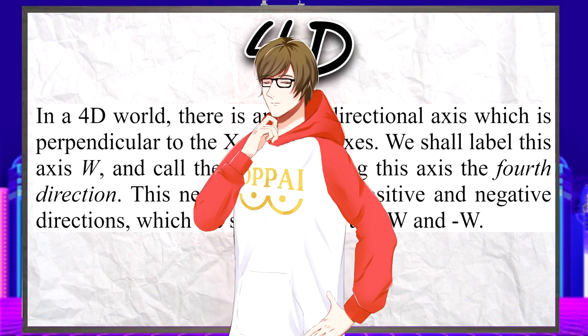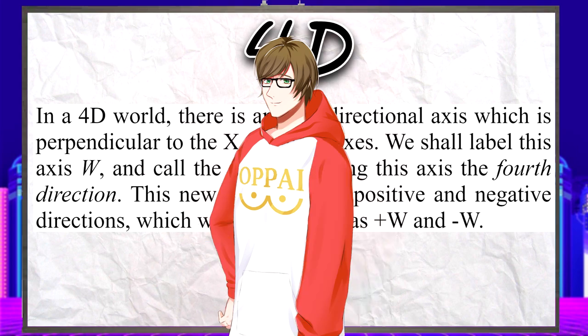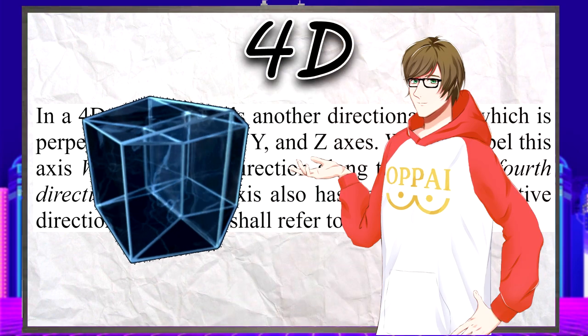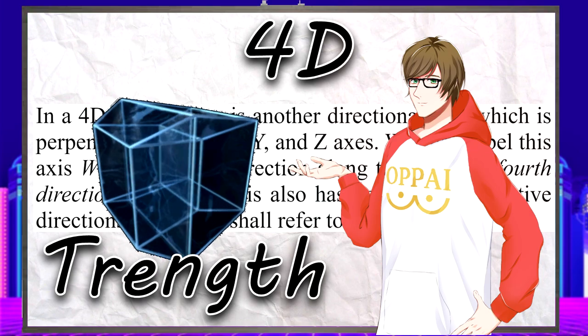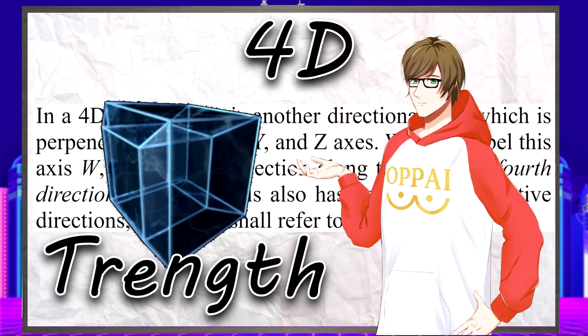The addition of a fourth spatial direction, W, creates a construct that our minds simply cannot comprehend. The closest thing we have to a visualization of the fourth dimension is the tesseract. This new measurement is sometimes called strength, and this measurement is supposed to be perpendicular to length, height, and depth. Carl Sagan explains it best here.